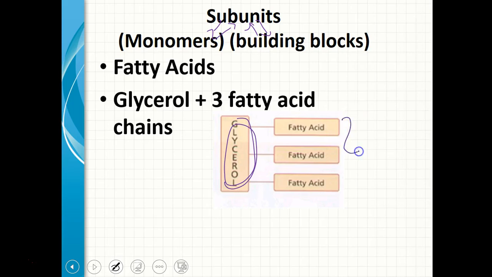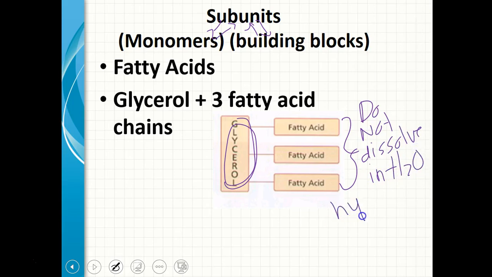Now, these fatty acid chains do not dissolve in water. And we call that hydrophobic. Okay? So when we think hydrophobic, we're talking about water fearing or do not like water. Think about the phrase oil and water don't mix. That's why, because fats do not dissolve in water. And you see that our structure kind of looks like the letter E.